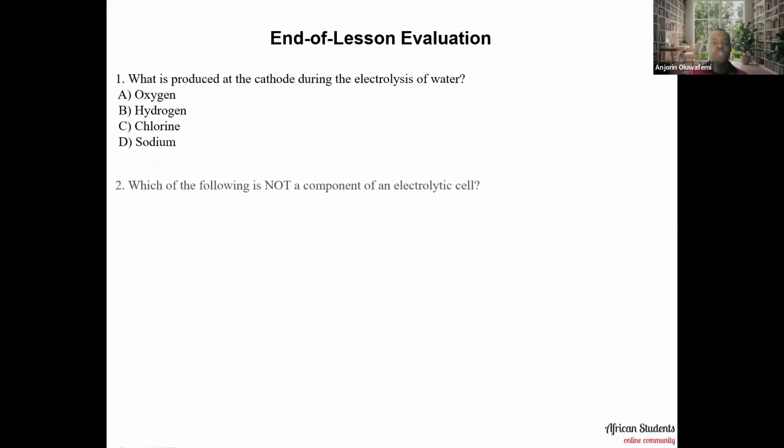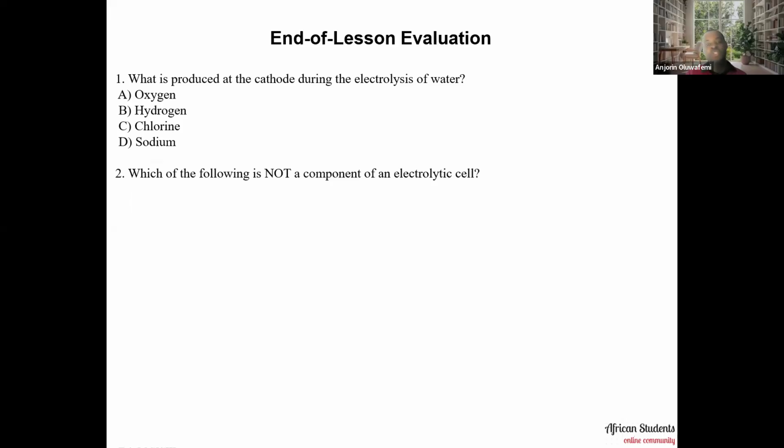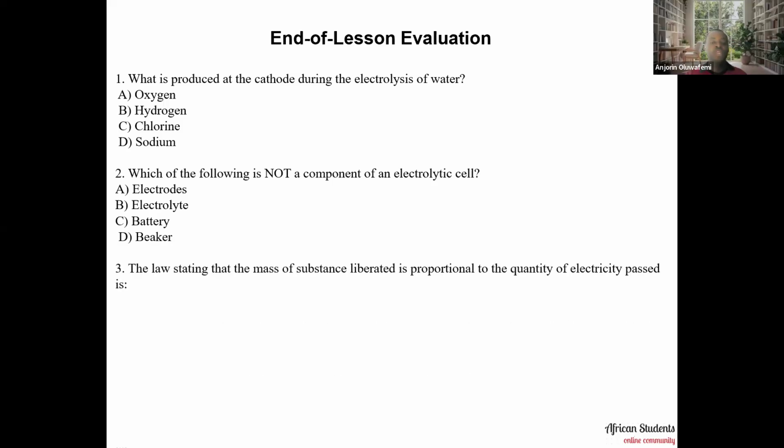The second question says: which of the following is not a component of an electrolytic cell? A, electrodes, B, electrolyte, C, battery, and D, beaker. So the only one that is not a component there is what? Please tell me in the comment section, and then I will react appropriately.